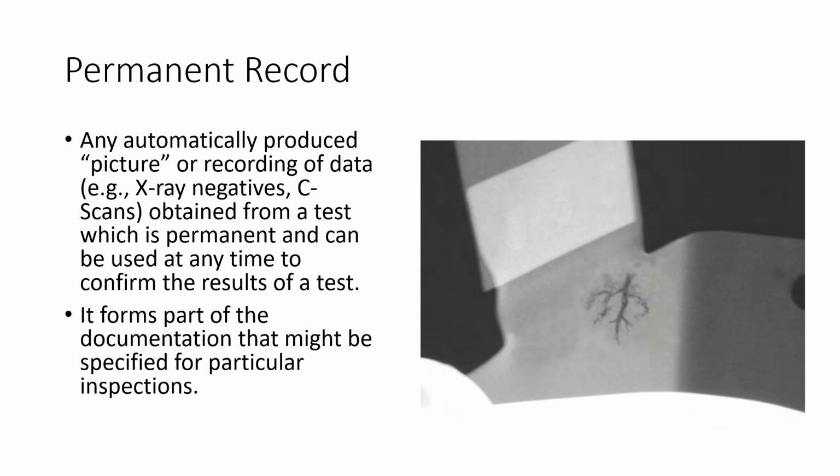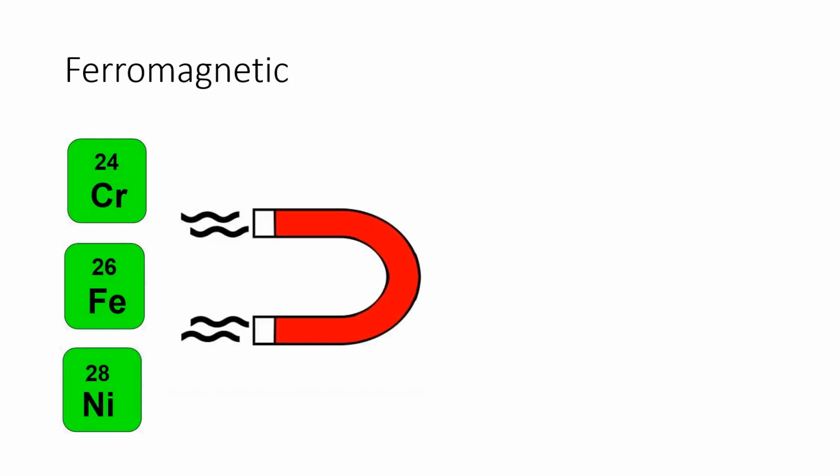They might need a permanent record, and in the documentation package it says, yeah, you did this and there's no defects in there, or any defects there were, you guys cleaned them up and fixed them. So permanent record, very important.